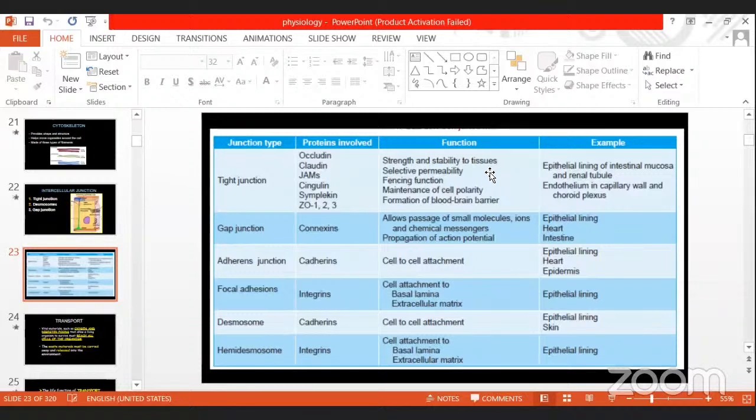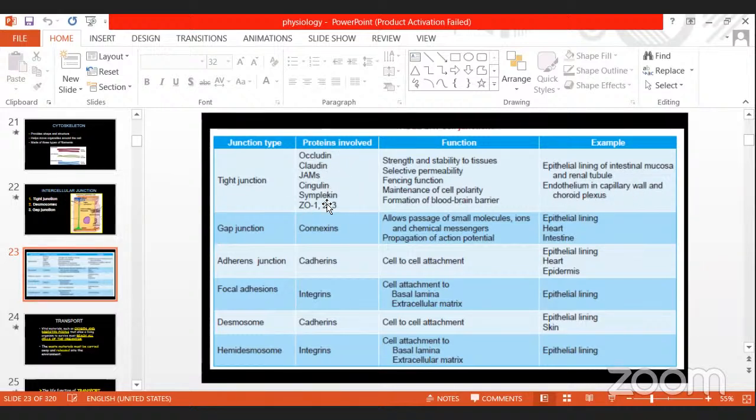Not only the blood-brain barrier, the blood-testis barrier is also formed by the tight junction, because it is just like a cement wall. It is a clearly defined wall. So the examples are the epithelial lining of intestinal mucosa and renal tubule, endothelium in capillary wall, and choroid plexus. That is the blood-brain barrier.